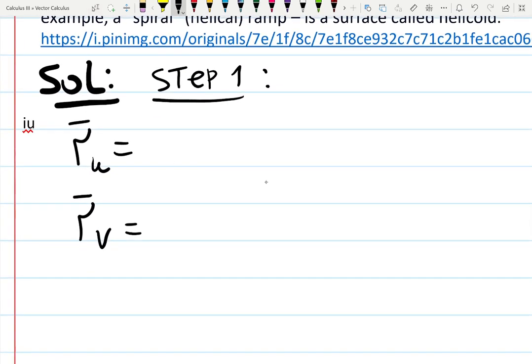Is it going to be a vector? Is it going to be parentheses? Is it going to be a sum? What is that? A vector. We're just taking the original vector and differentiating it, but only with respect to u. So u cosine v gives you cosine v, thank you. U sine v gives you sine v, thank you.